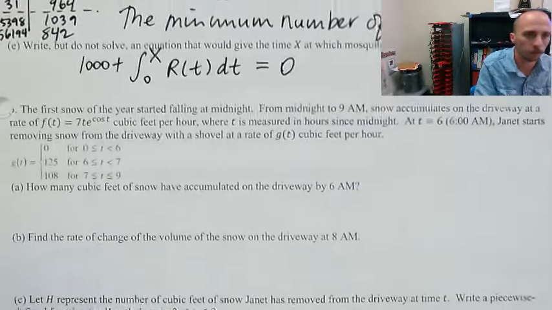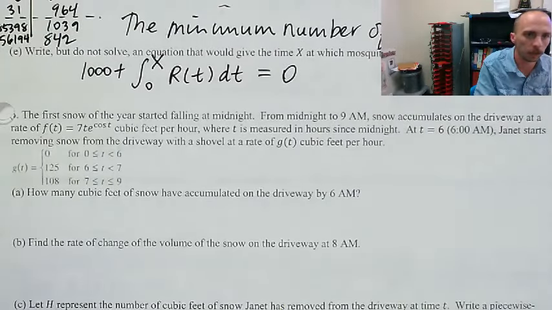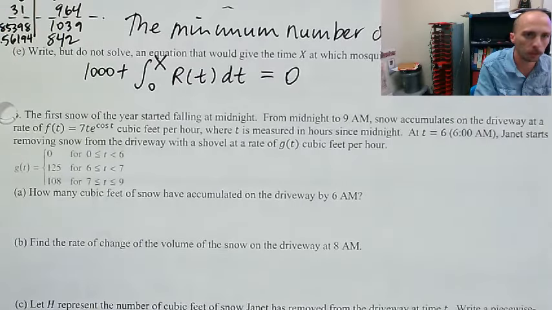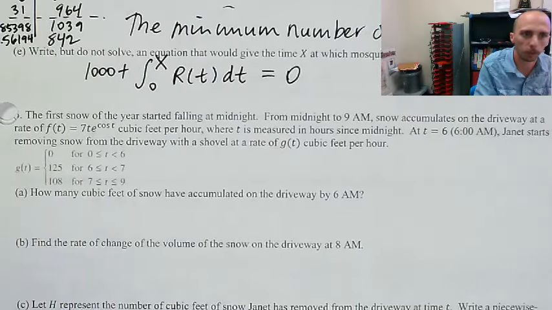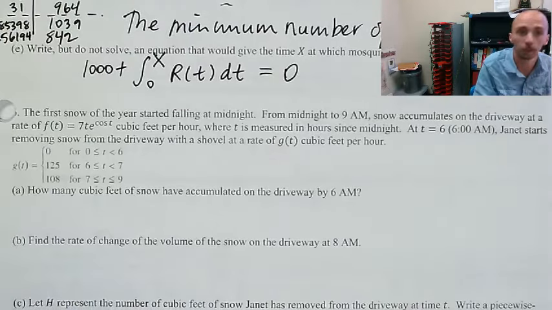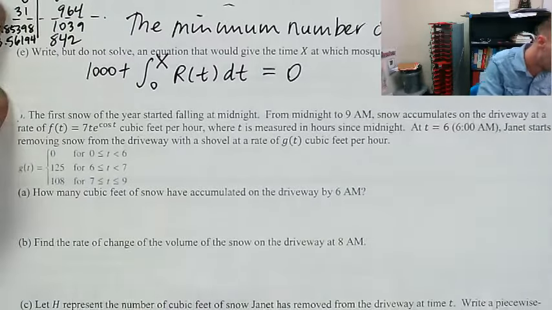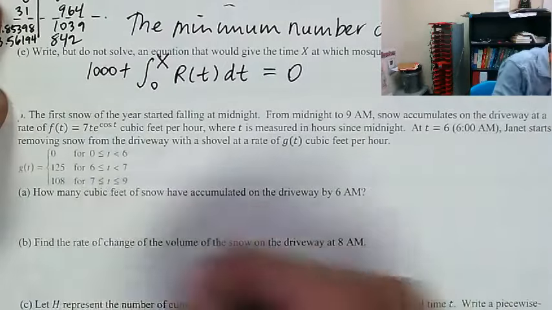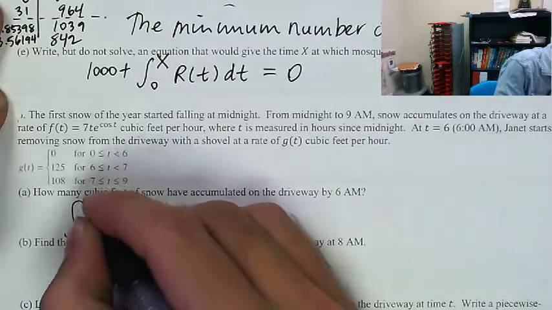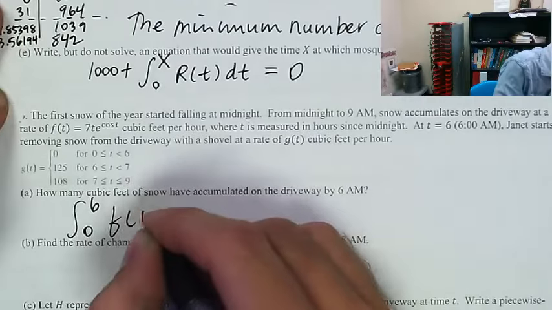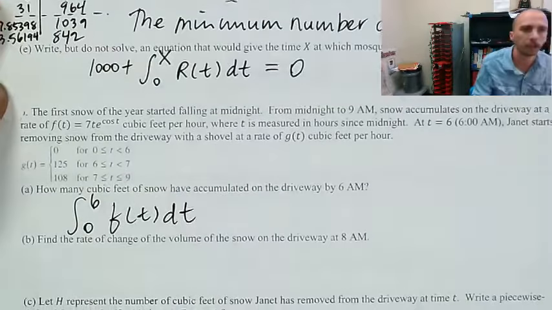Okay. The first snow of the year started falling at midnight. From midnight to 9 a.m., snow accumulates on the driveway at a rate of f of t cubic feet per hour, where t is measured in hours since midnight. I think since it's the first snow of the season, at t equals 0, there's no snow on the driveway. Okay, so how many cubic feet of snow have accumulated on the driveway? That's going to be the integral from 0 to 6 of f of t dt.